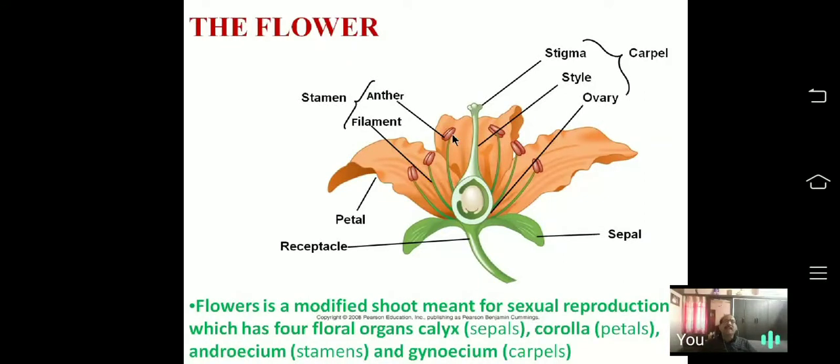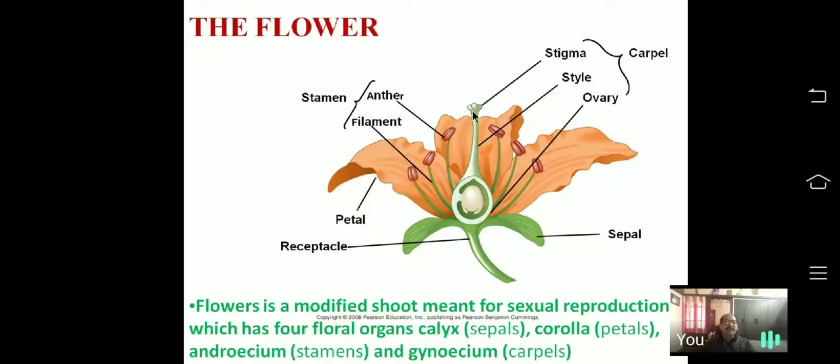The fourth and centralmost whorl is the gynoecium. Gynoecium is the female reproductive part. Its units are called carpels or pistils.